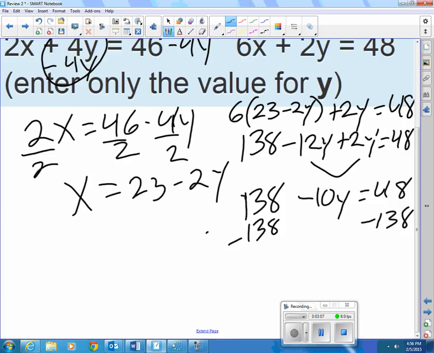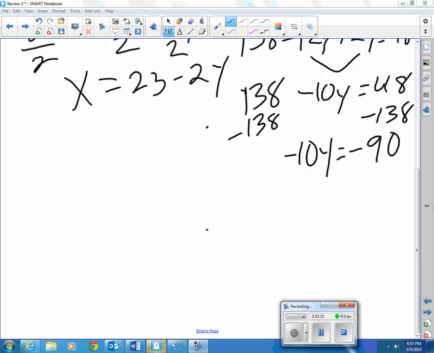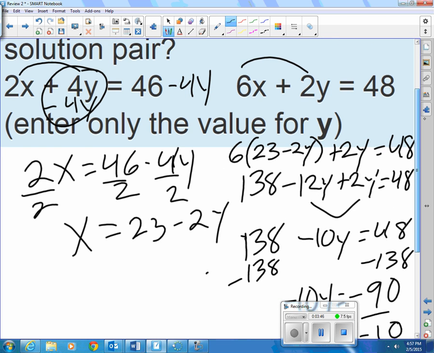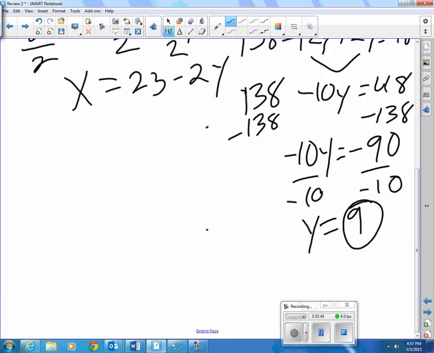And that would be negative 90. So negative 10 times something equals negative 90. That something is 9. If you can't see it, just go ahead and divide by negative 10. So y is equal to 9. And that particular question was asking for the y value, so the value is 9.